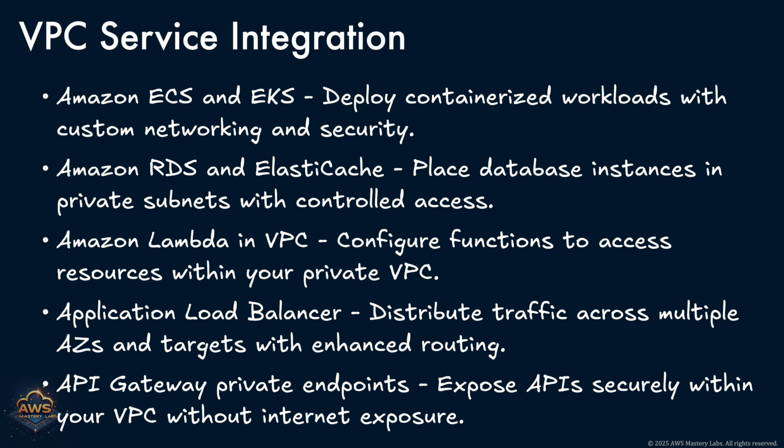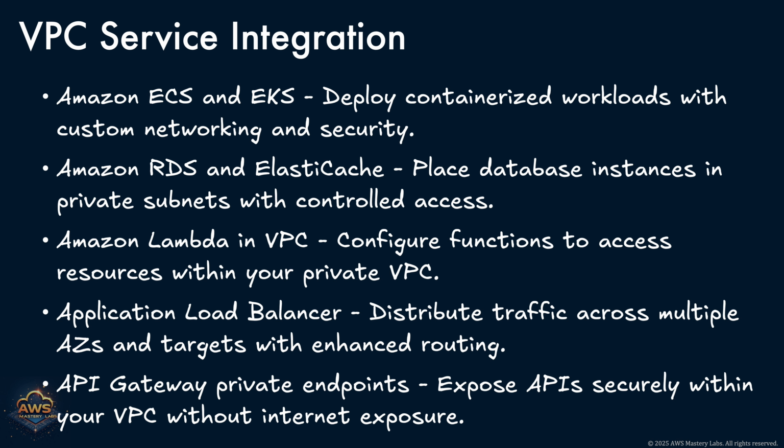For incoming traffic, the Application Load Balancer (ALB) integrates with VPCs to distribute requests across targets in multiple availability zones. It enhances both performance and availability while supporting advanced routing techniques such as path-based or host-based routing. Amazon API Gateway also supports private endpoints, allowing you to expose APIs only within your VPC. This is ideal for internal services or for meeting strict security requirements by eliminating public internet exposure.